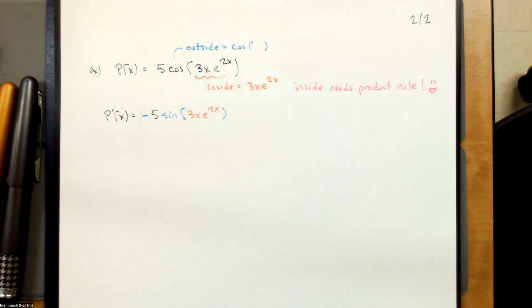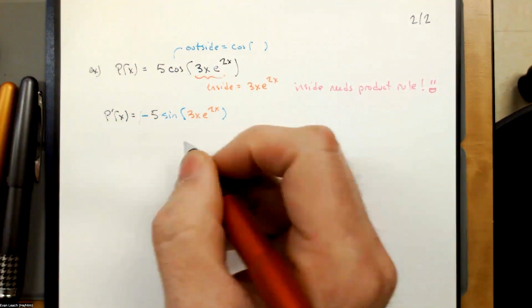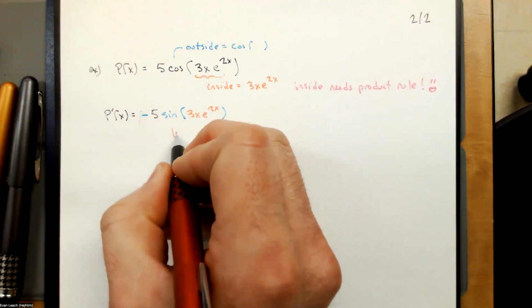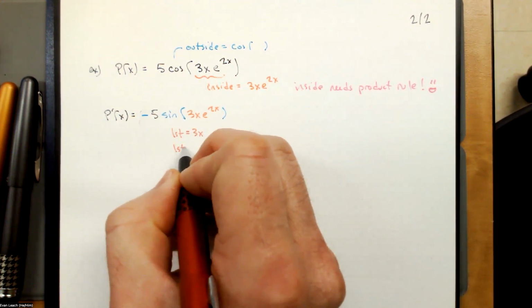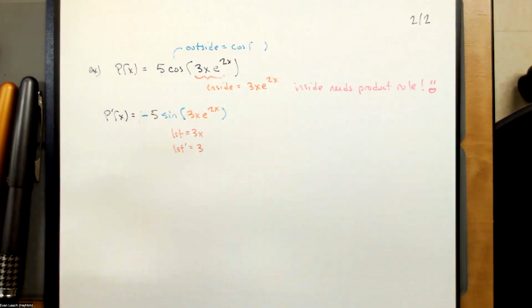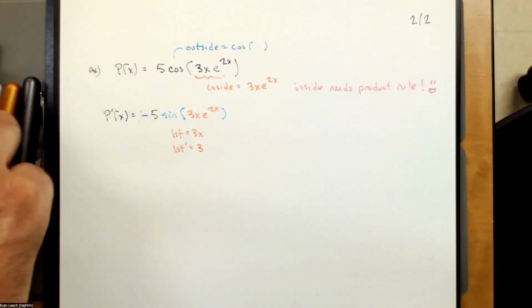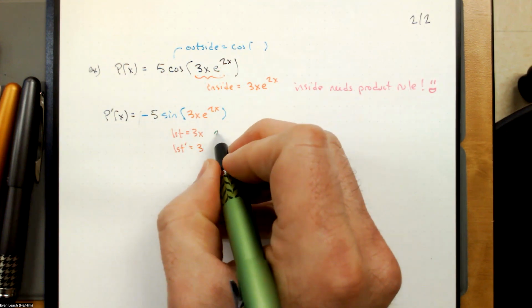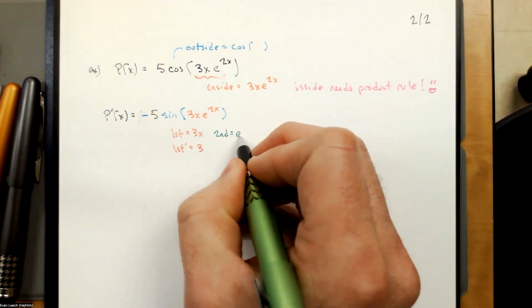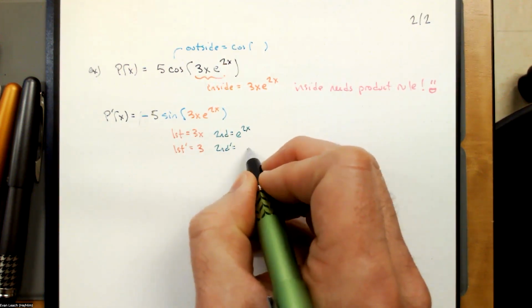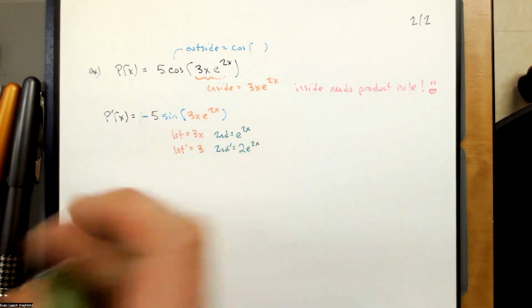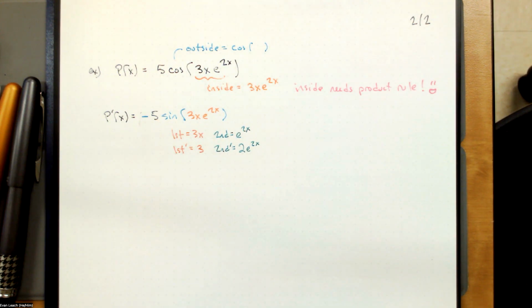But the inside is a product rule. So now I'm going to write down the product rule. In the product rule, I'm going to call the first 3x. So the derivative of the first is 3. And then the second can be e to the 2x. And the derivative of the second is e to the 2x times 2. We want to get used to writing the derivative of the inside, if it's a constant like this, first.